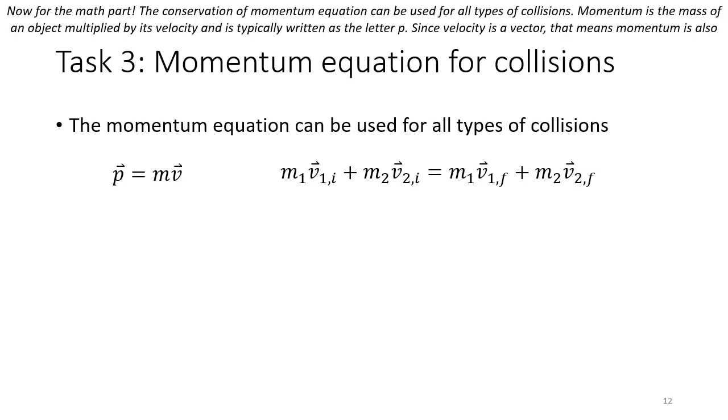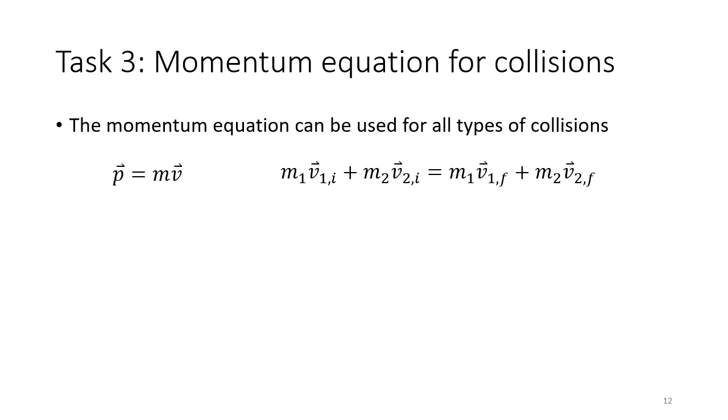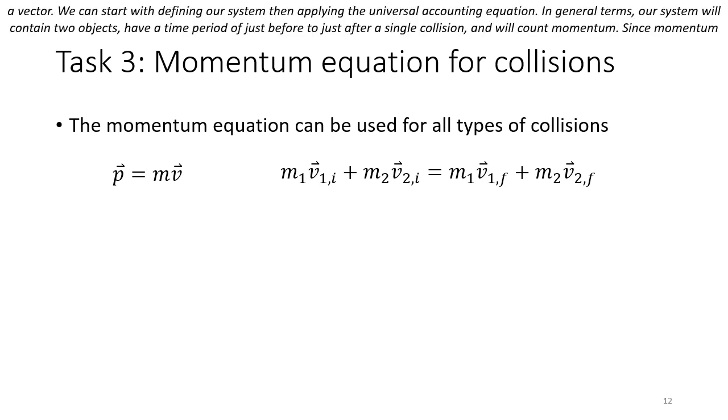Now for the math part. The conservation of momentum equation can be used for all types of collisions. Momentum is the mass of an object multiplied by its velocity and is typically written as the letter p. Since velocity is a vector, that means momentum is also a vector.